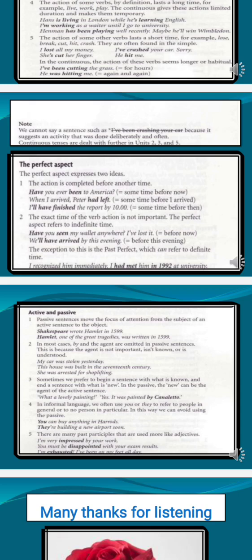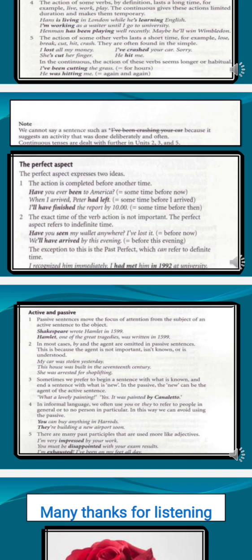"When I arrived, Peter had left." Sometime before I arrived. "I'll have finished the report by 10." Sometime before then. Number two, the exact time of the verb action is not important. The perfect aspect refers to indefinite time. For example, "Have you seen my wallet anywhere?"